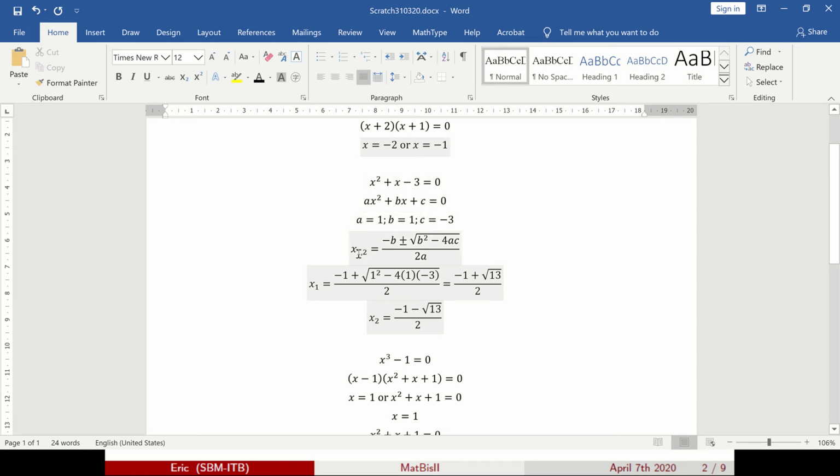I can plug into the formula: x1 and x2 are minus b plus or minus the square root of b squared minus 4ac, divided by 2a. Plus corresponds to x1, minus corresponds to x2. For x1, I use the plus, and I get minus 1 plus the square root of 13, divided by 2. That's why we cannot factor it out. For x2, I just change the plus into minus, so I have minus 1 minus the square root of 13, divided by 2.